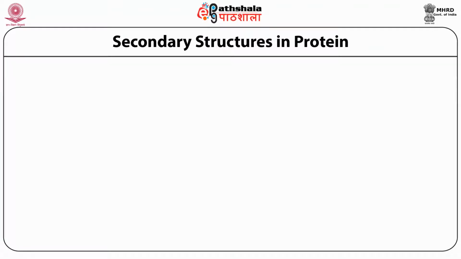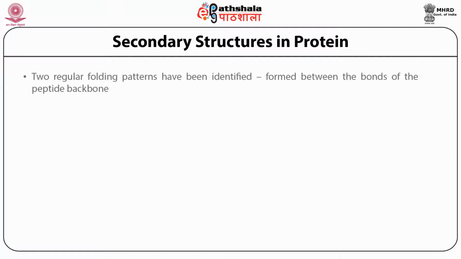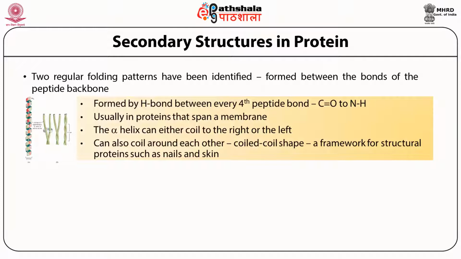Here we discuss the secondary structure in proteins. Two regular patterns have been identified, formed from the bonds of the peptide backbone. The first one is the alpha helical conformation, which is formed by hydrogen bonds between the CO and NH of every fourth peptide bond. Usually in proteins that span the membrane, the alpha helix can coil either to the right or the left, and can coil around each other. Such alpha helical conformations are found in the framework of structural proteins such as nail and skin.